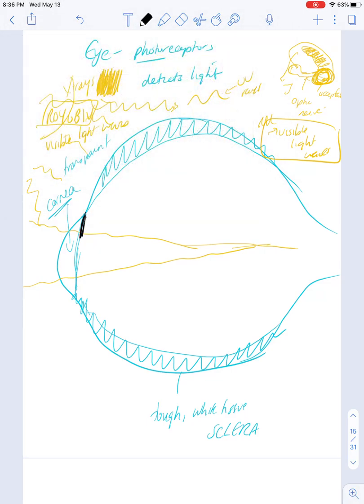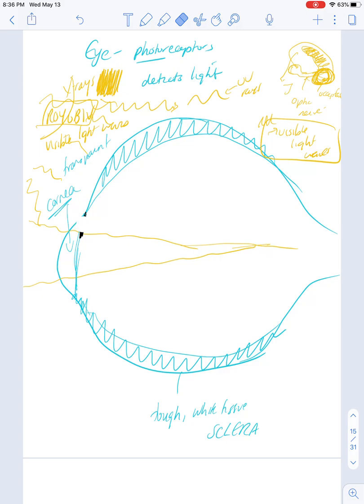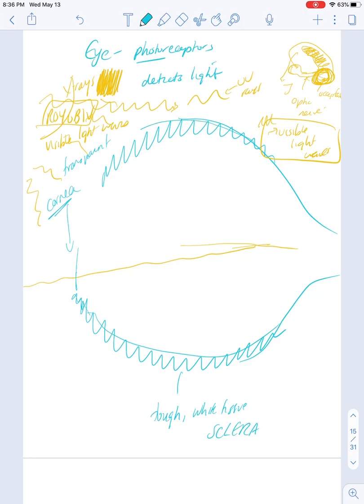Right behind the cornea, and actually I drew this the wrong color. Oh no. Ugh, I hate when it does that. So let's just redraw this. We're going to redraw the sclera and the cornea. So here's the sclera.